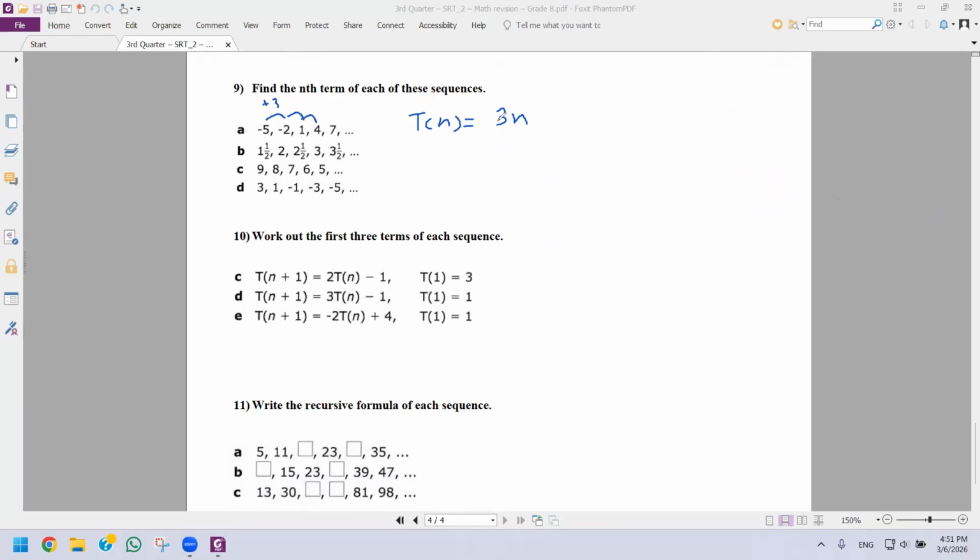But now, I need to check if this is enough or not. How do I check? Imagine I need to find the first term, T1. You will put 1 instead of n. 3 times 1 is 3. But here it shouldn't be 3, it should be minus 5. So I should subtract 3. So this will be 0, and then I should subtract 5. So this will reach minus 5. Just to make the first term correct, I need minus 8.